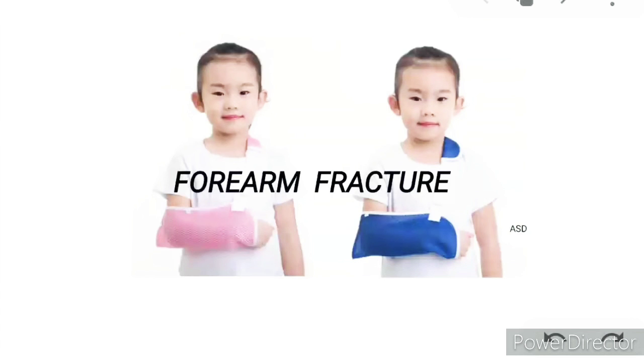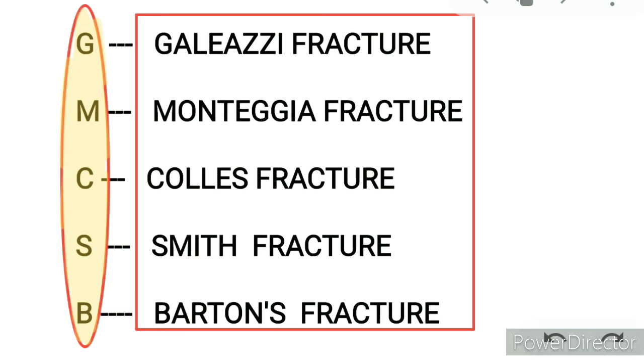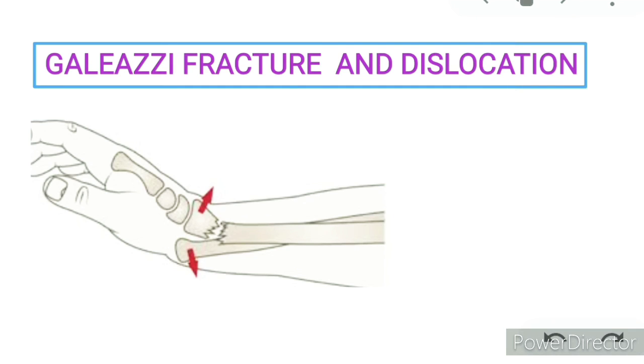Hi friends, today I am talking about the fractures of the forearm. There are 5 common fractures which occur in our forearm and we can remember them by the mnemonic: General medicine cases are big. That is GM case big. G for Galeazzi fracture, M for Monteggia fracture, C for Colles fracture, S for Smith fracture and B for Barton's fracture.